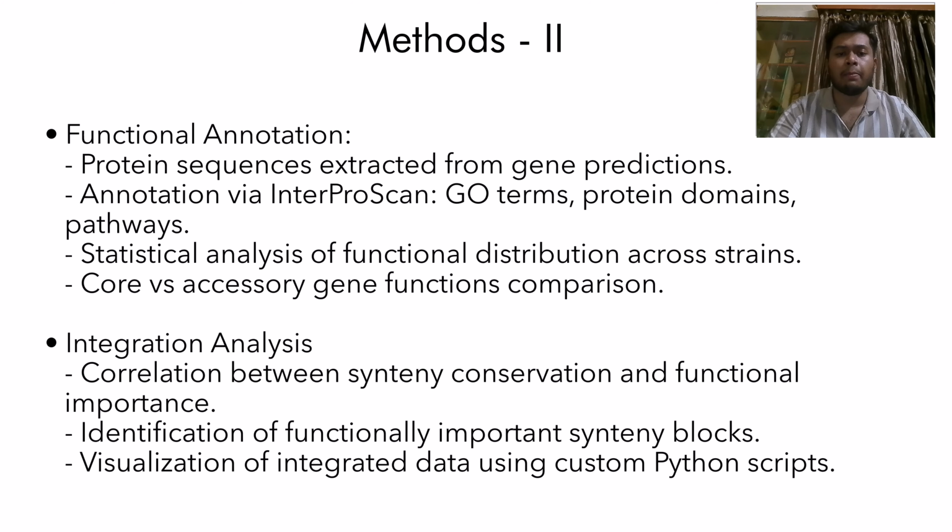This involves mapping functional annotations onto synteny blocks and analyzing whether certain functions are enriched in conserved regions or not. We implemented all of these analyses in Python using libraries like Biopython for sequence handling, pandas for data manipulation, and matplotlib and seaborn for visualization. Our implementation emphasizes modularity, allowing different components to be updated or replaced as methods improve, and reproducibility, ensuring that our results can be validated and built upon by others.